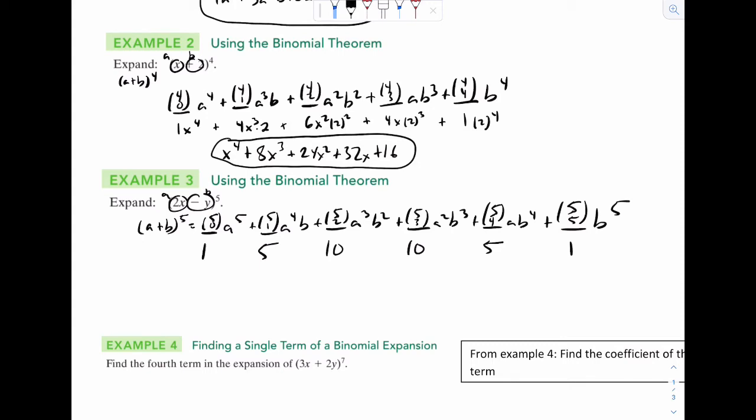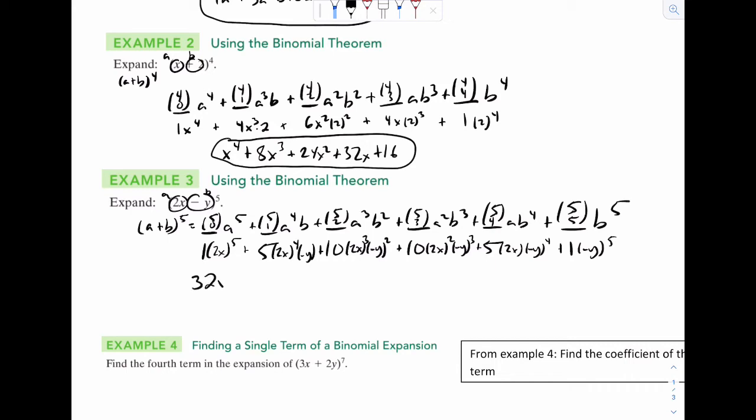And notice the numbers will always mirror, which is really nice. And then plug in your a and b. So that would be 2x to the 5th plus 2x to the 4th power. B is negative y, so don't forget to plug that negative in. And then we just keep plugging in. And again, don't forget to plug in the negative value here, otherwise your answer will come out wrong. Okay, and then we're going to evaluate everything, and we're done.